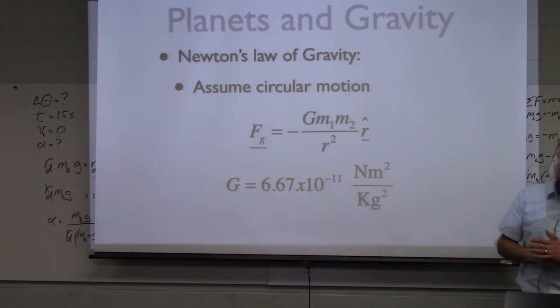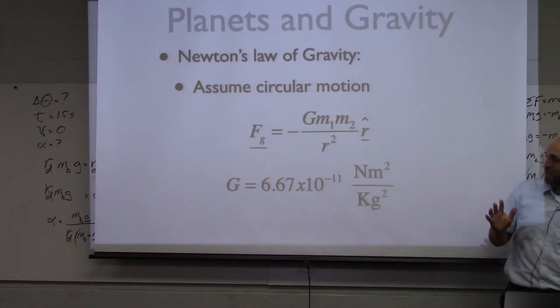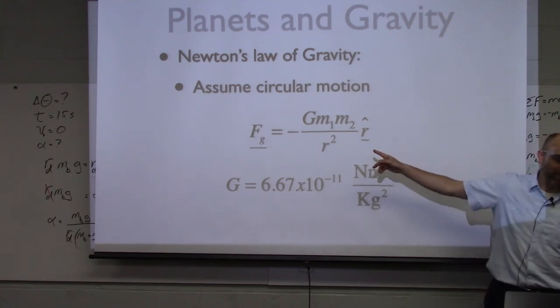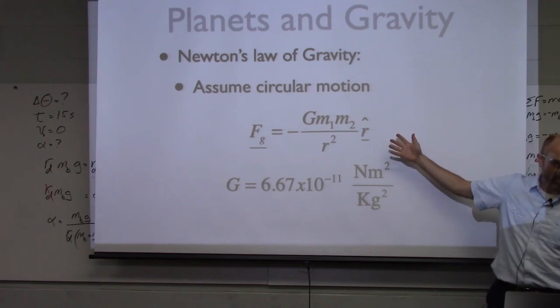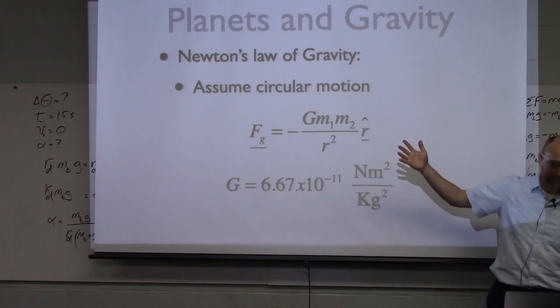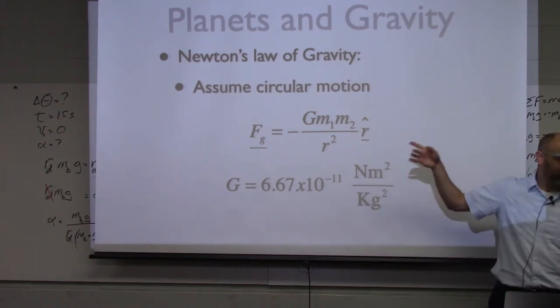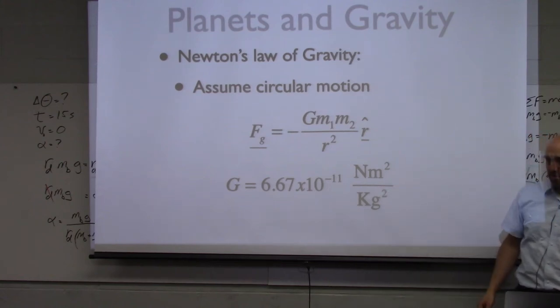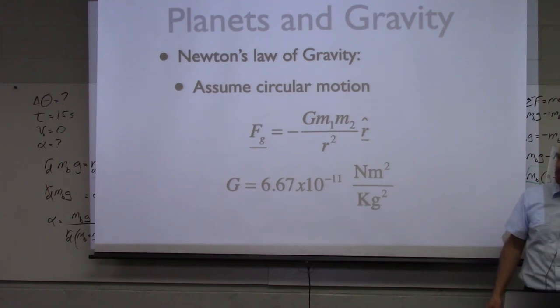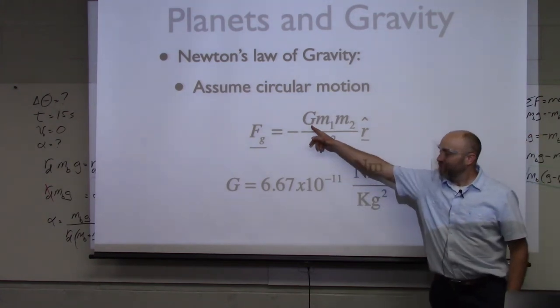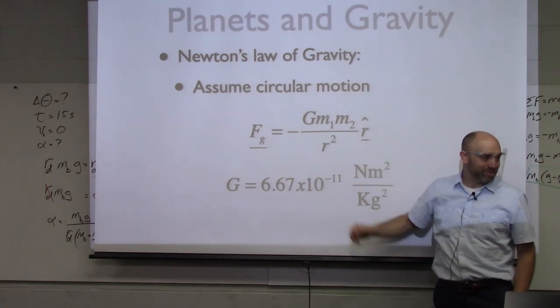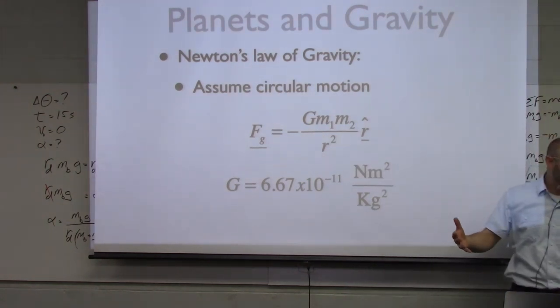Now, this is the equation. Newton figured this out, and it's called Newton's law of gravity because Newton figured it out. Although, to be fair, Kepler figured out most of it before Newton ever finished it. So Kepler had it almost done a good century before Newton came along. Newton took the equation and figured out just a little bit more, pushed it over the edge. And now we've got this equation that we call Newton's law of gravity.